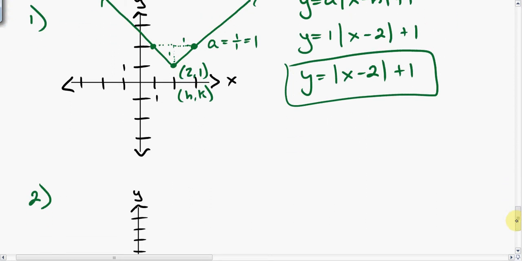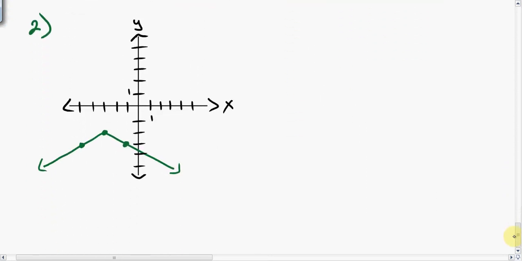Let's try one more. We've got our second graph here. Alright, and again we want to identify our vertex. So our vertex is here. What's the ordered pair that represents this? It's negative 1, 2, 3, negative 1, 2. So I can see my vertex is negative 3, comma, negative 2.